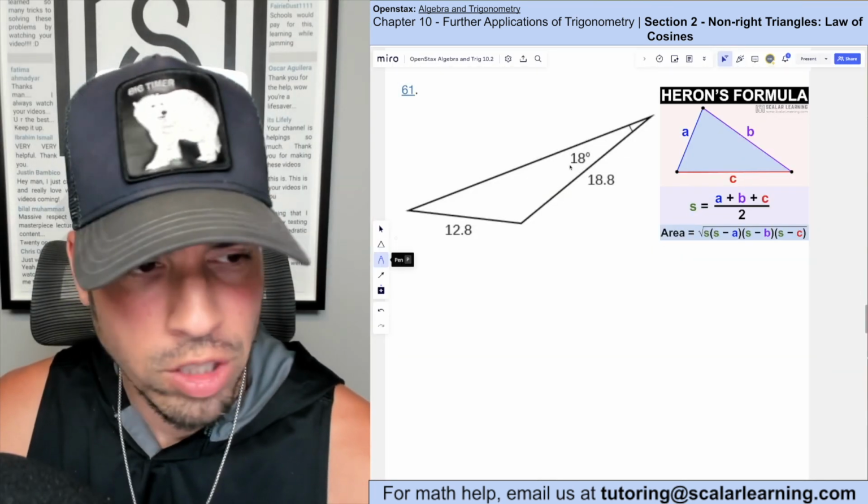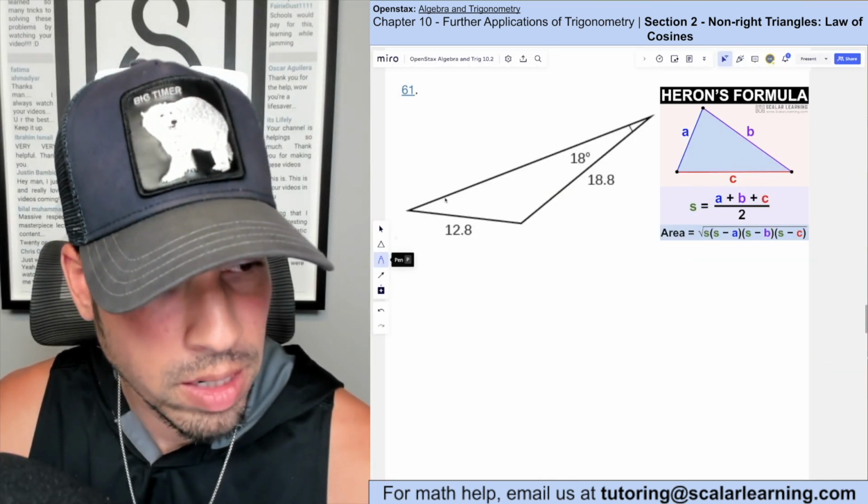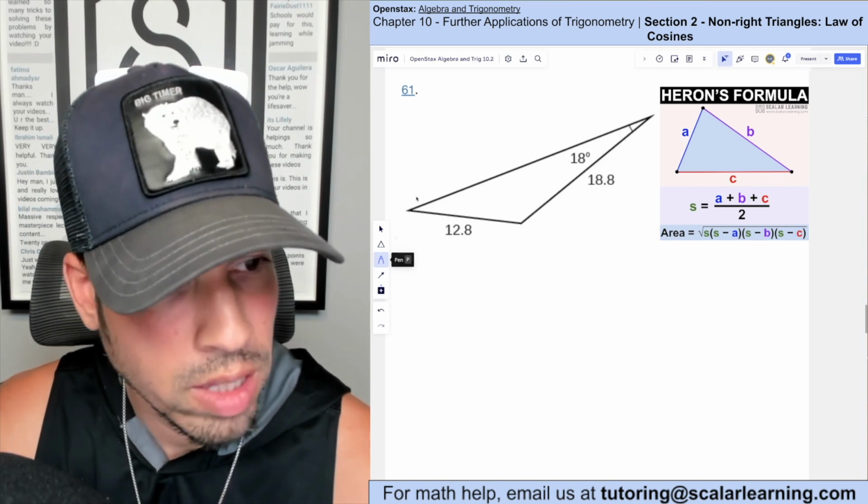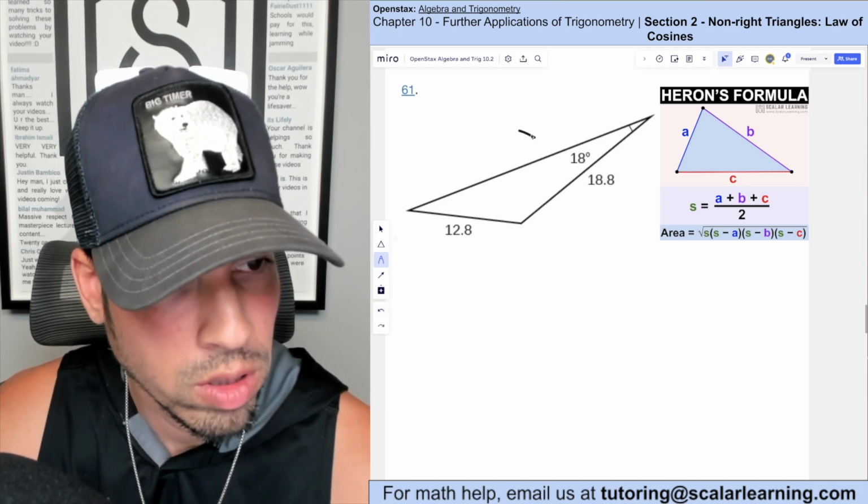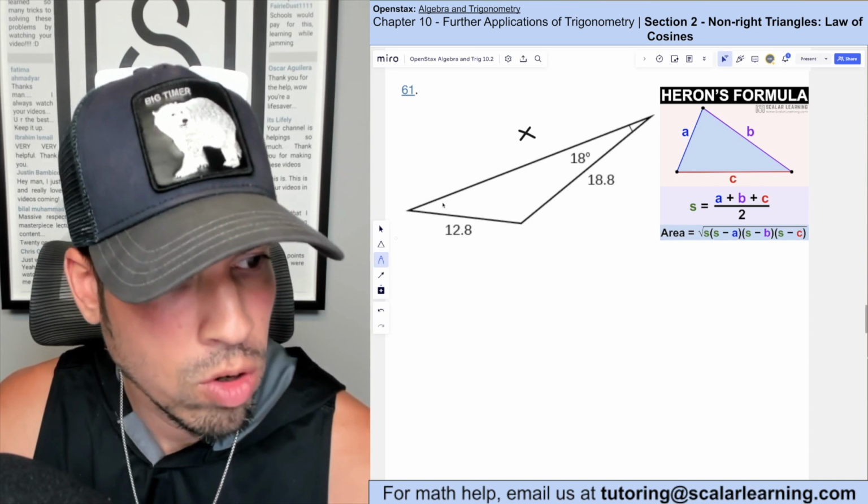So for this one, I'm going to actually start off with the law of sines to find these inside angles, and then we're going to use that to find the missing side here, which we'll call x. So the first angle I'm going to solve for, let's call it A.